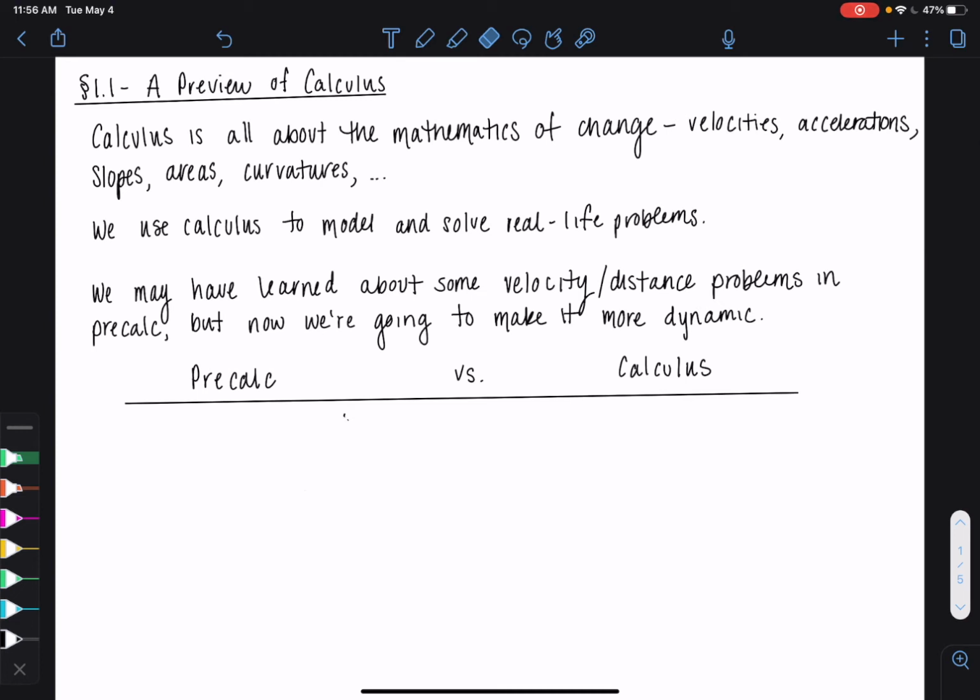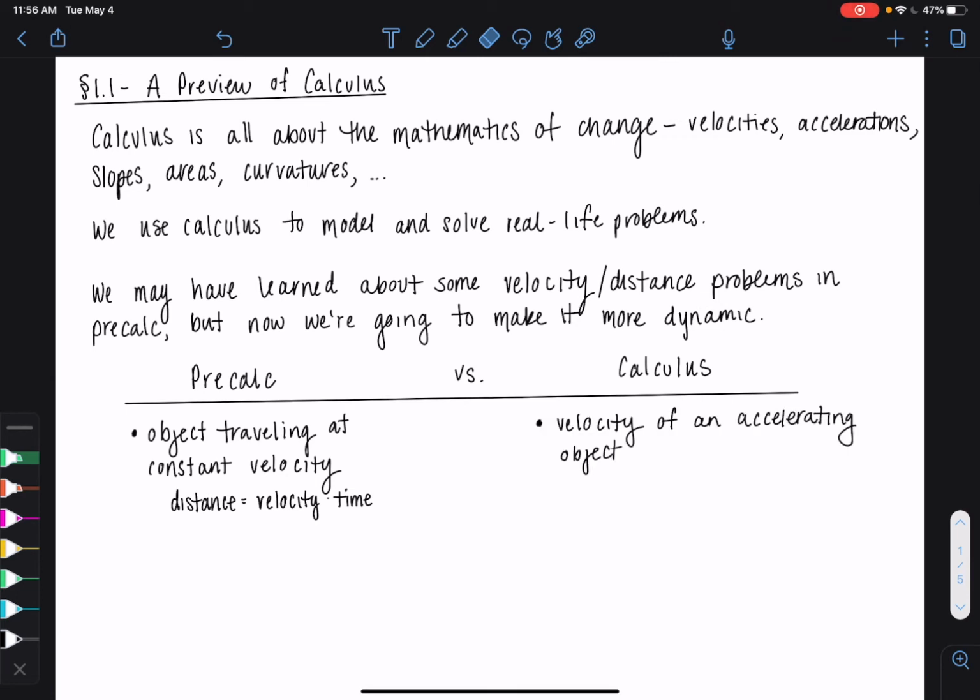So in pre-calc, if you had an object traveling at a constant velocity, you were able to calculate the distance. If I walked at 10 miles per hour for 2 hours, I walked 20 miles. So my distance was just my velocity times time. But now what if I'm running and I slow down and I speed up and I've got an object that's accelerating? What would then be my distance? Because over certain intervals, I'm traveling a certain speed and it's constantly changing. So how do I go about calculating that?